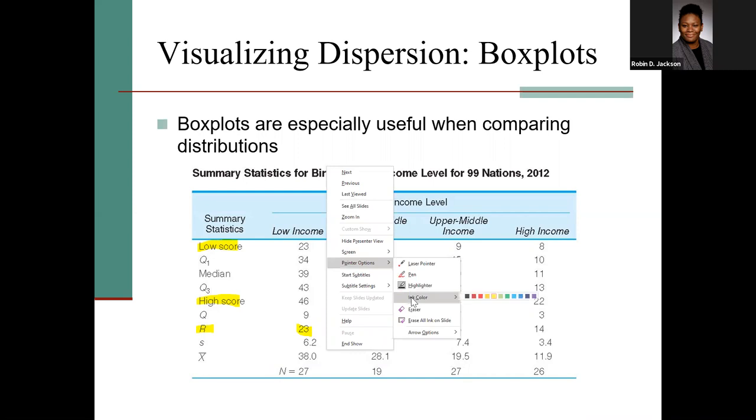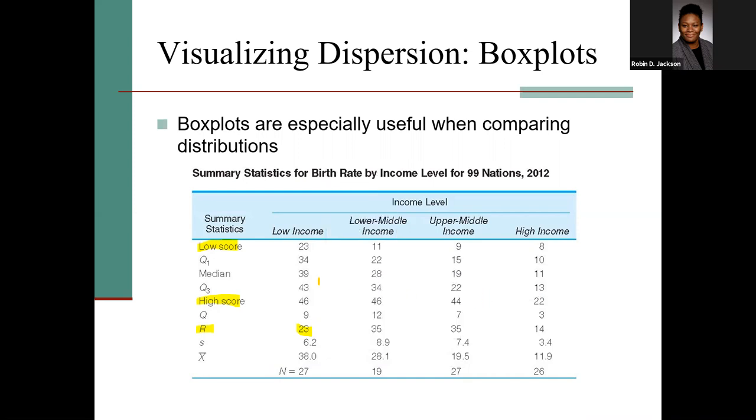I'll do orange next. Then we have the interquartile range. That's Q1, Q3, and then we've got that number. So Q3 is 43, Q1 is 34, 43 minus 34 is 9. So now we have our interquartile range. And then remember, the very last thing that we looked at is standard deviation.